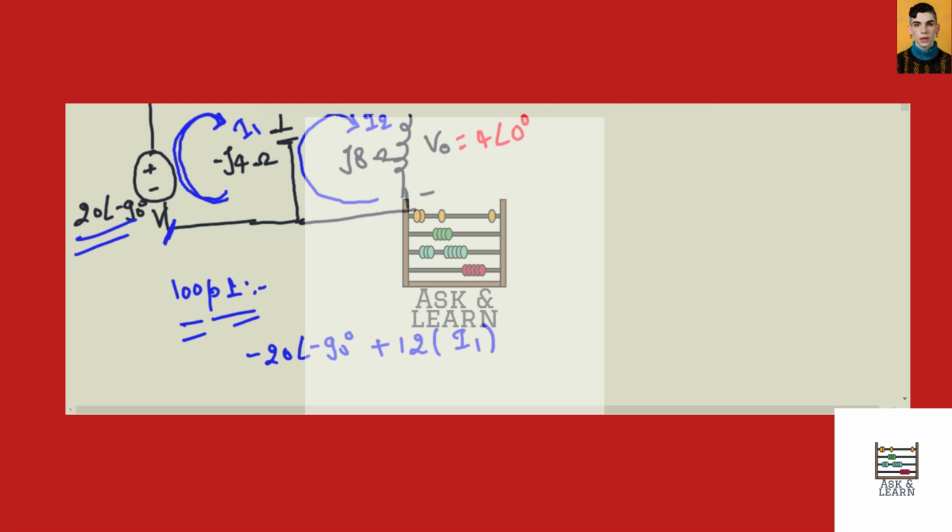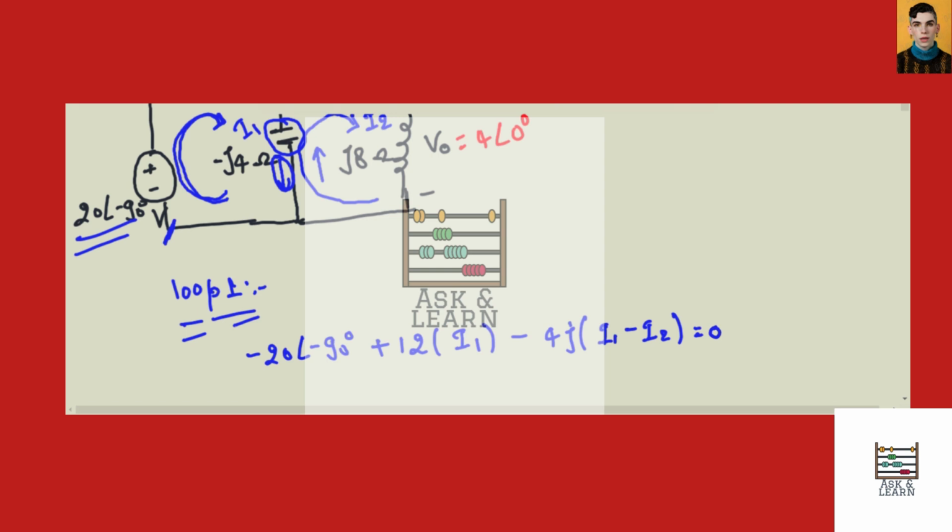If you look at this capacitor, we have two currents. I1 is going in this direction, and I2 is going in the upward direction. So we have to give preference to the loop current, which is in the downward direction. So this will become minus 4j into (I1 minus I2), which is equal to 0. So this is our first equation.